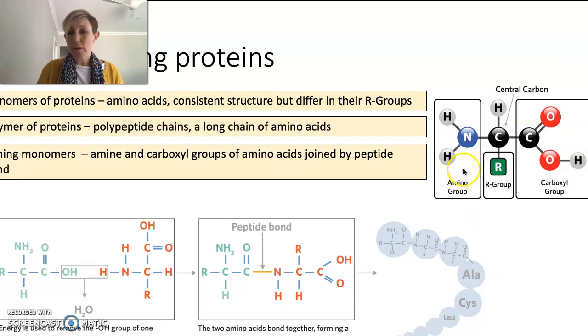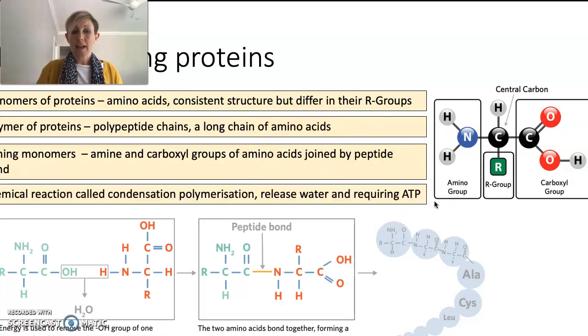Again, these monomers join together by joining an amino group to the carboxyl group of the next amino acid, and then the amino group joins to the next carboxyl group. So they join in a linear fashion. And again, the same chemical reaction is the one that joins these monomers to produce a polymer. So the term or the reaction that we learned in nucleic acids applies here as well. Condensation because it releases a water molecule, and polymerization because it's building a polymer. Again, it releases water and it requires ATP.